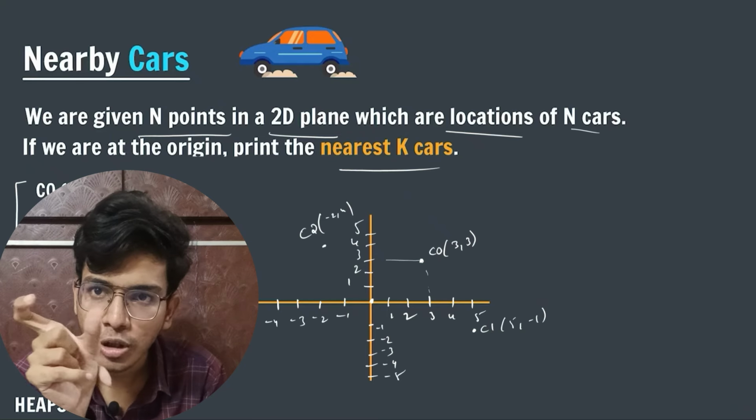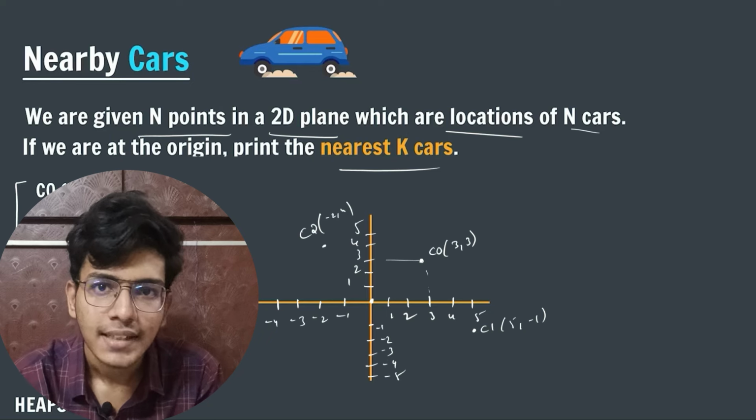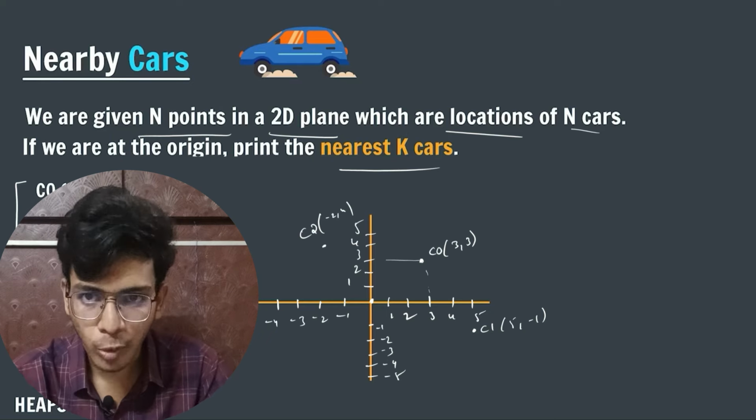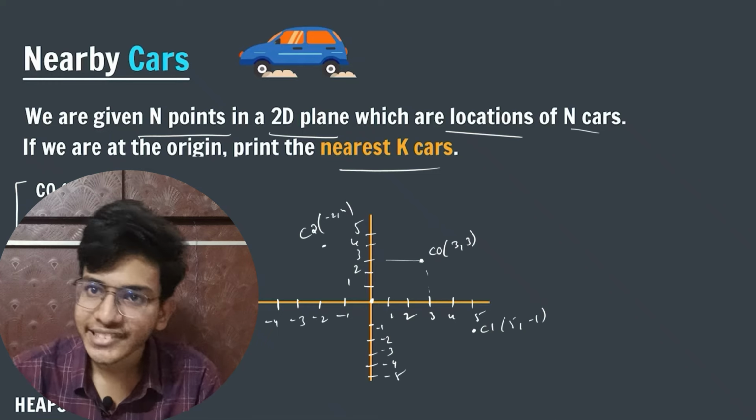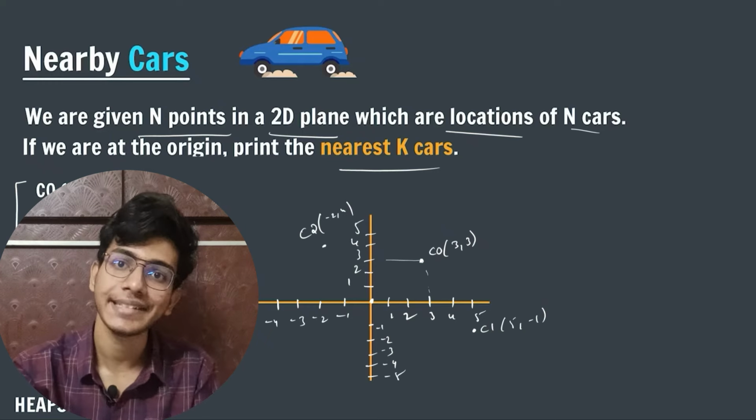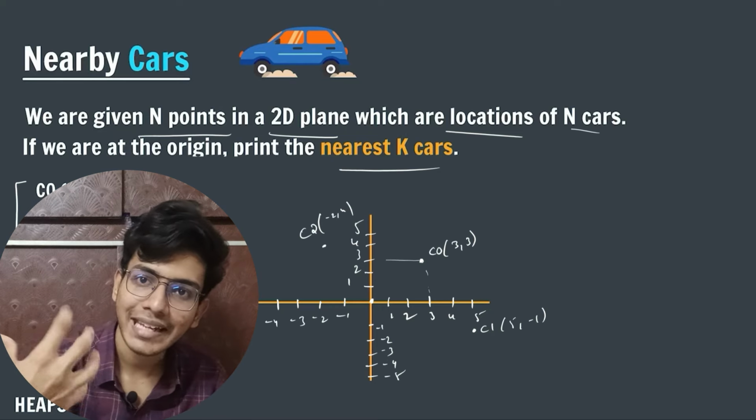So if I am able to calculate all the distances, then I will take the first point which is the least. After that I will take the second point which is the second least. Like this I will take the points.